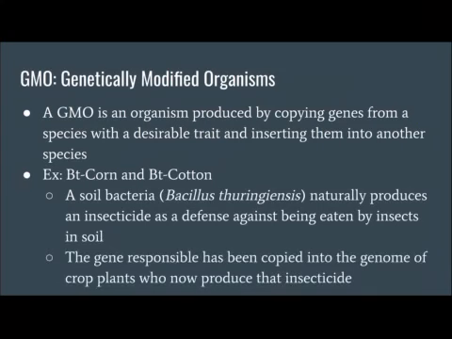So what we've done is we've taken that gene that's responsible for producing that insecticide, and we have copied it into the genome of these crop plants. So now they naturally produce that insecticide. This particular insecticide is not harmful to humans. So we no longer have to spray the chemical pesticides on these crops that we did in the past because they're now producing their own toxin.